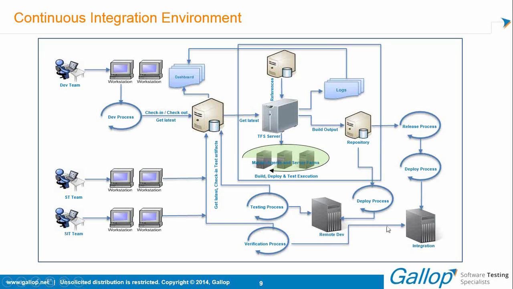So you can have a remote dev, you can have integration, or you can have a system testing environment and all that. And once that is done, we have the system testing team and the system integration testing team doing testing on this and sending the feedback to the repository server. This complete process happens based on your development process here. So once you check in the code or check out the code, it automatically does the get latest, and based on that it triggers the whole process.